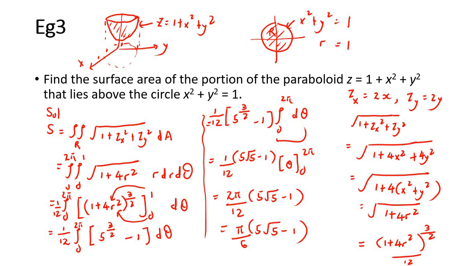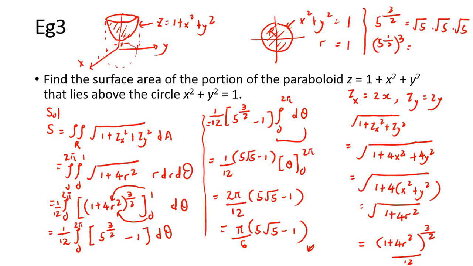Here, 5 power 3 over 2 is actually root 5 times root 5 times root 5. Also, we can put it as 5 power half. 5 power half is root 5, so 3 times, that's why you got 5 root 5. So the last answer is pi over 6 times (5 root 5 minus 1).